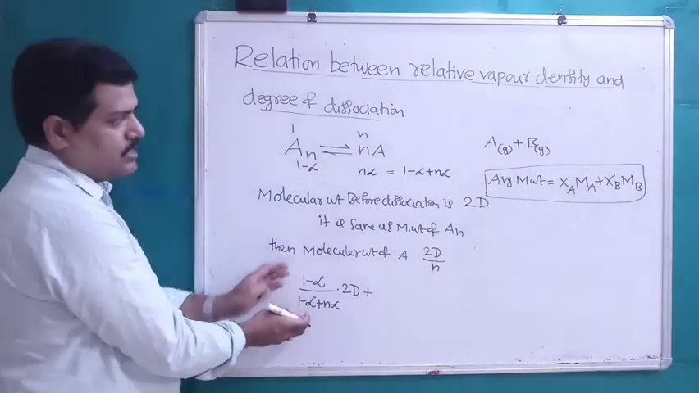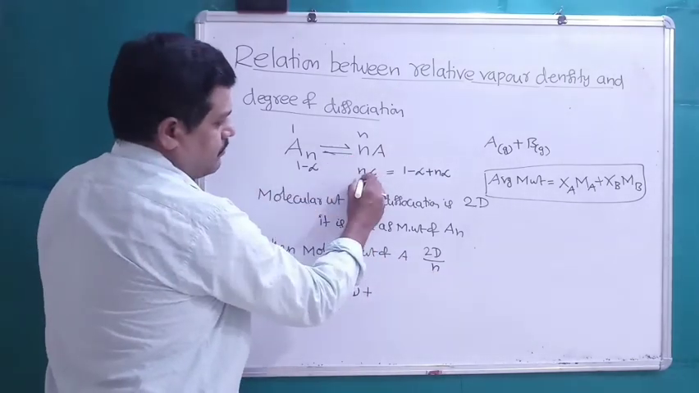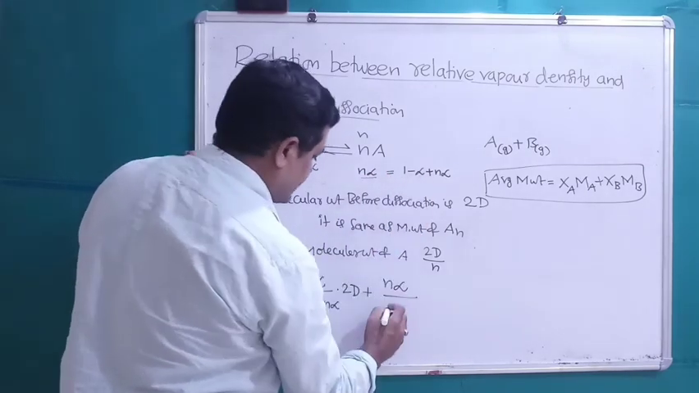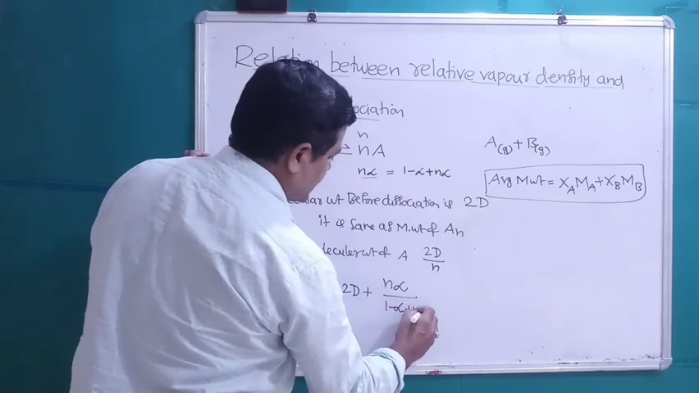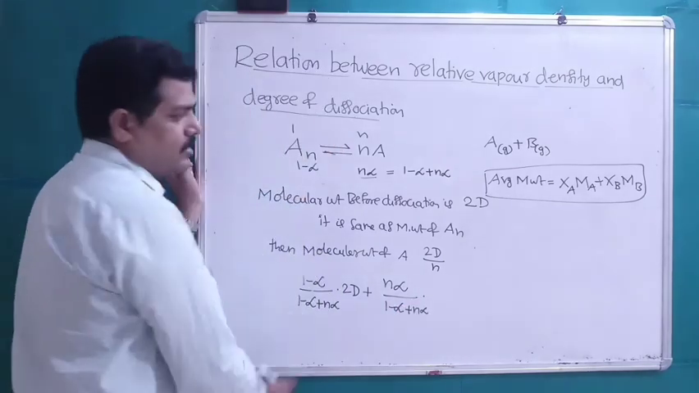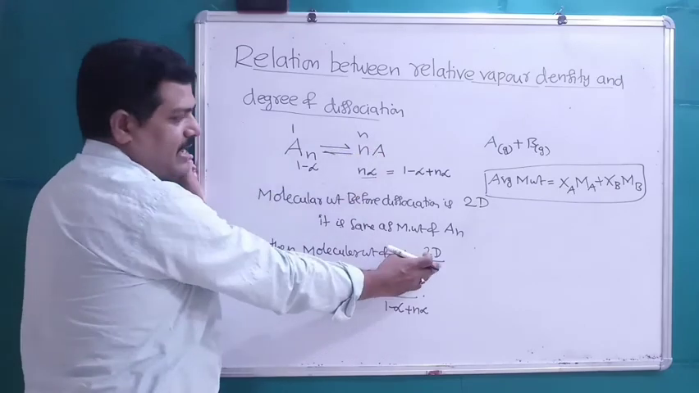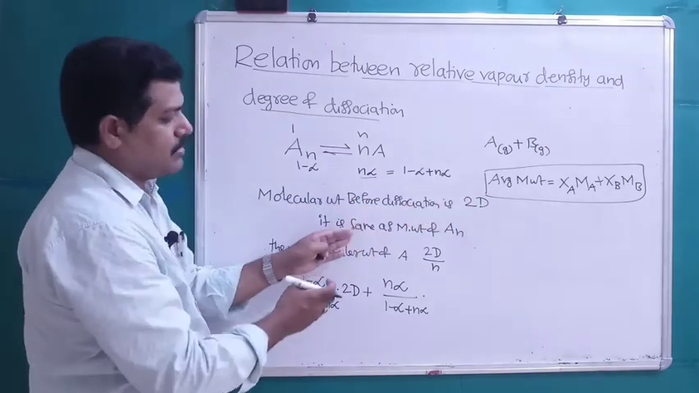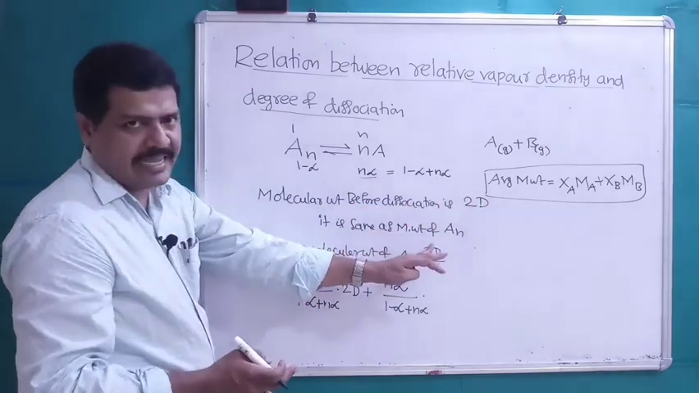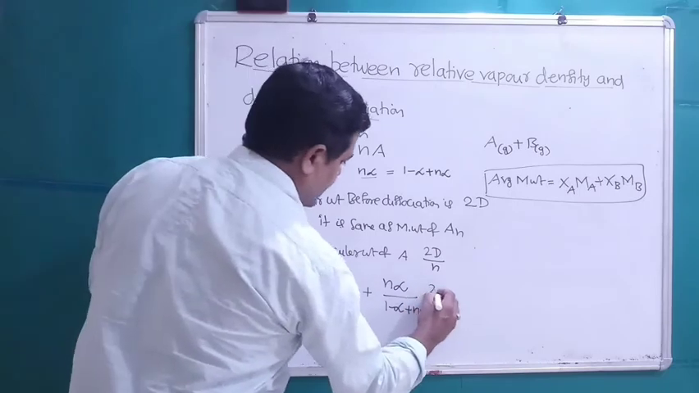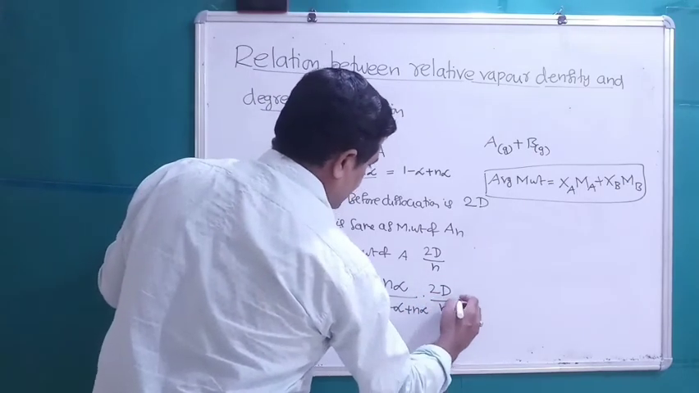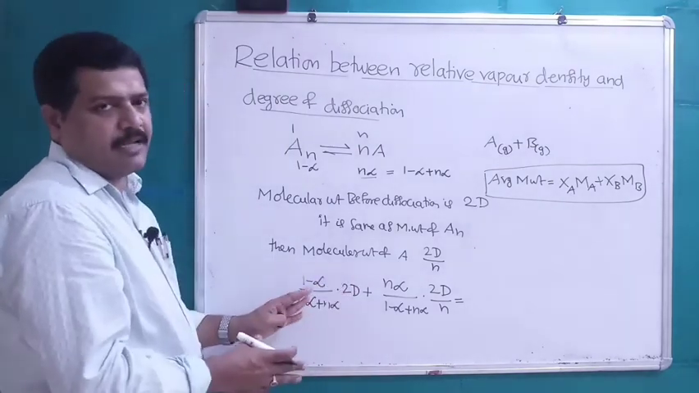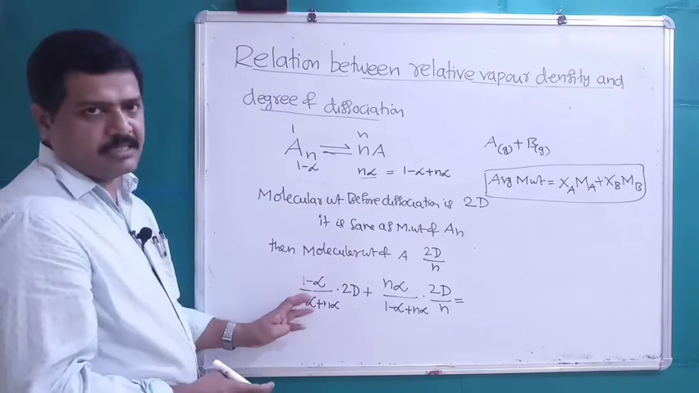Then mole fraction of A is the number of moles of the component, n alpha, divided by total number of moles, 1 minus alpha plus n alpha, into the molecular weight of A, which is 2D by n, because AN molecular weight is 2D. Then what is the molecular weight of A? 2D by n it will come, right? So multiplied by 2D by n is equal to, we know students, after dissociation at equilibrium condition, the vapor density is small d.